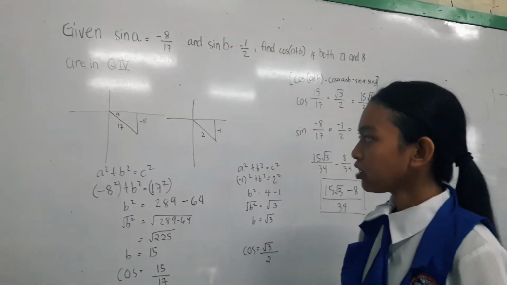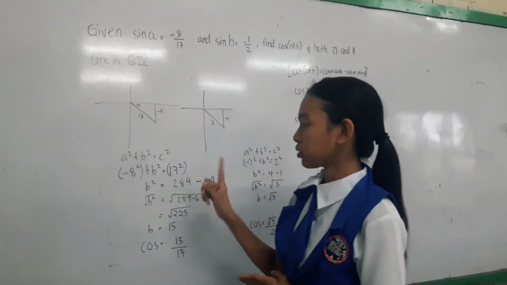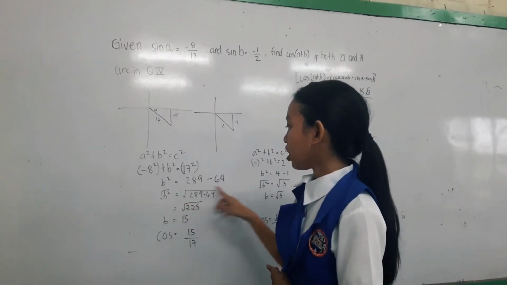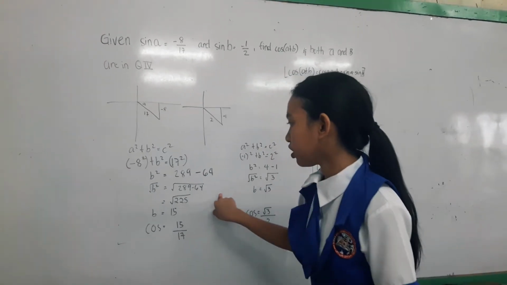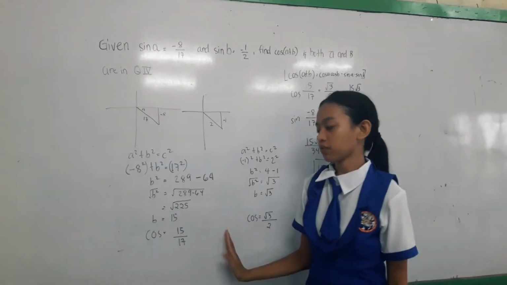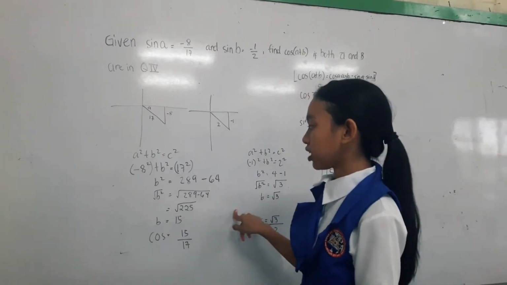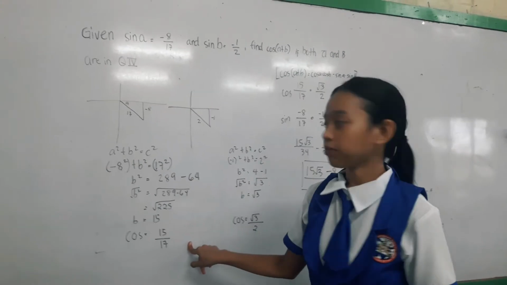And to find the adjacent, I use the Pythagorean theorem, which is a squared plus b squared equals c squared. So I substituted negative 8 and 17, and using this process, I acquired b is equal to 15. So my adjacent is 15. Thus, my cosine is 15 over 17.